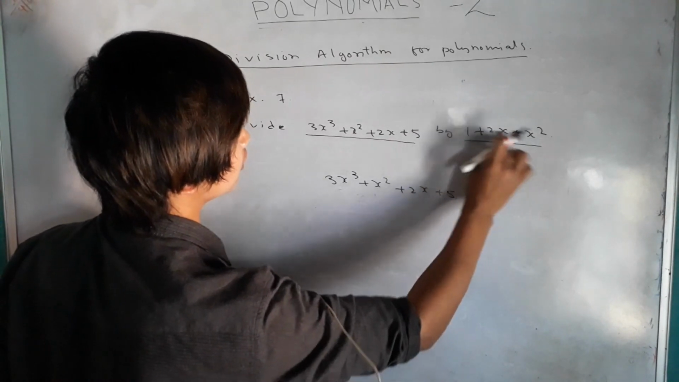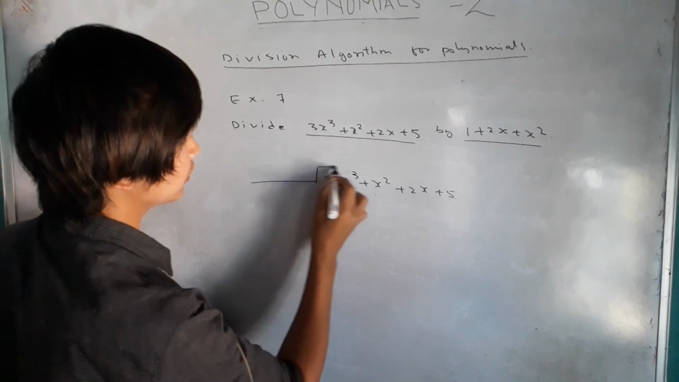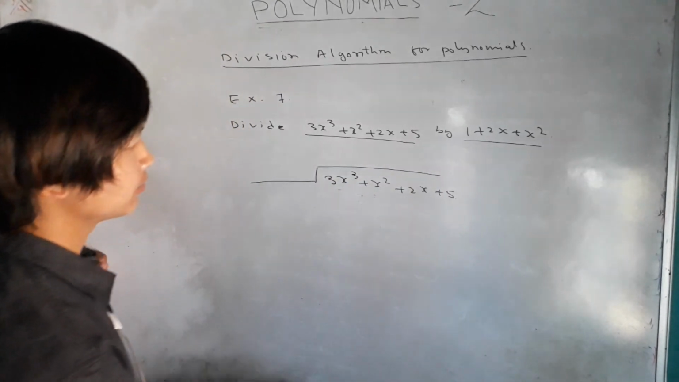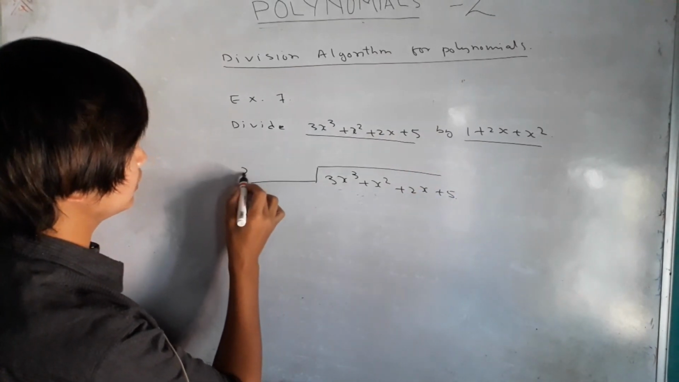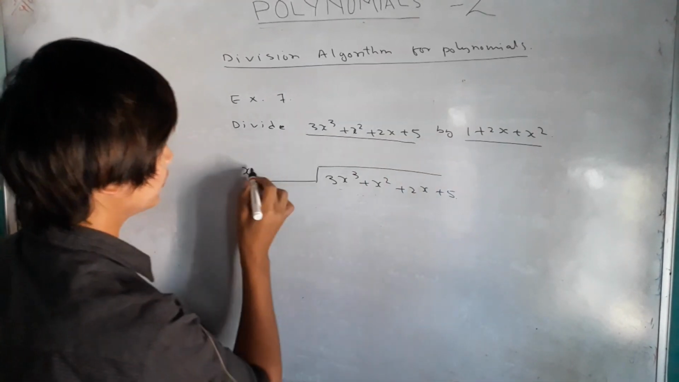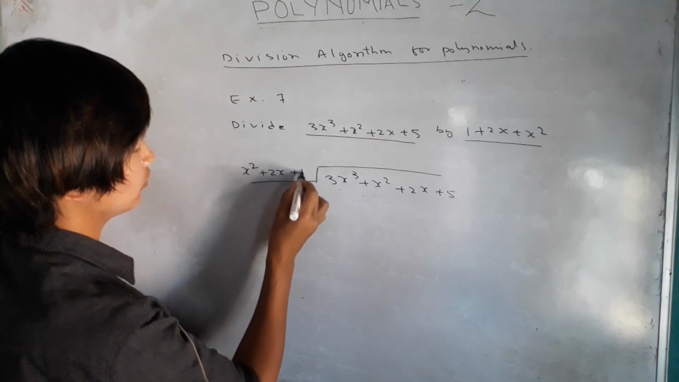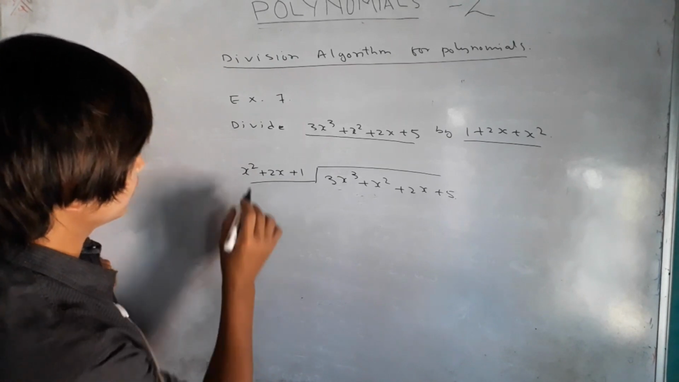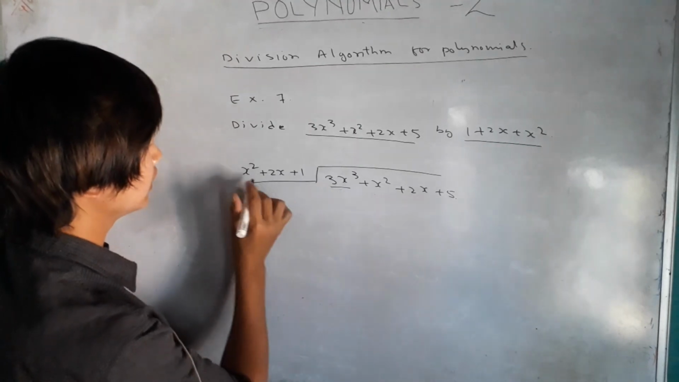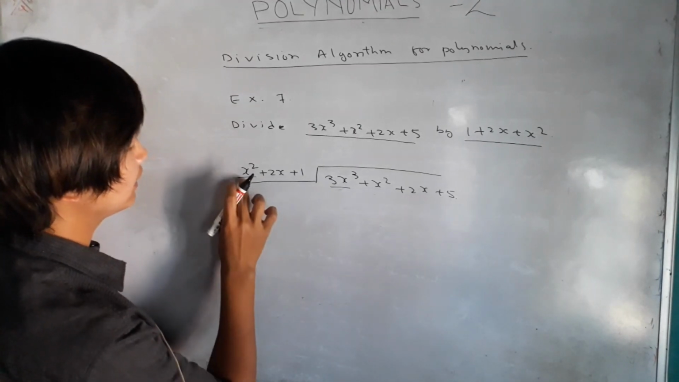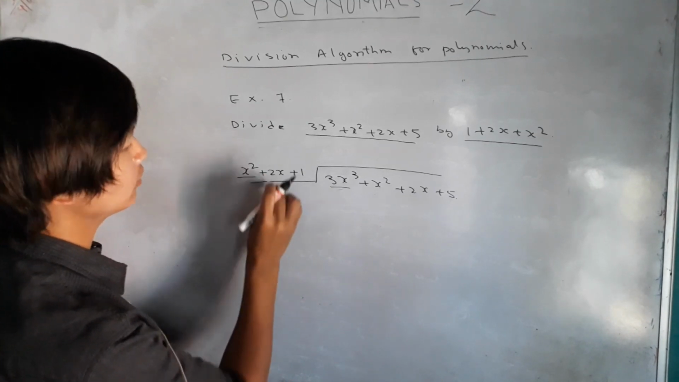But in case it is in the opposite order, I need to reverse it because it must be in descending order, not ascending order, so I need to maintain descending order. So x square will be first, then 2x, then 1. So what is the highest degree? This term has the highest degree, and this term has the highest degree. I need to focus on this with this only, then I have to multiply 1 by 1 with these two numbers also.